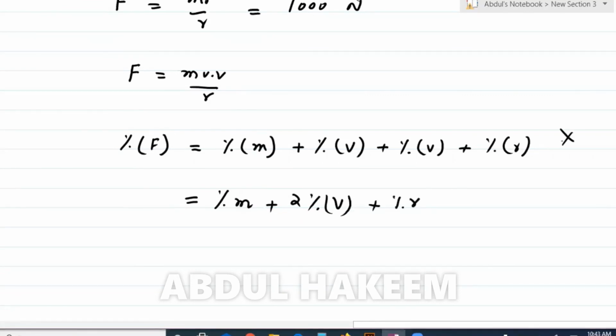So this is not required in the exam. This is the requirement, okay? And this is also not required, just for the explanation.